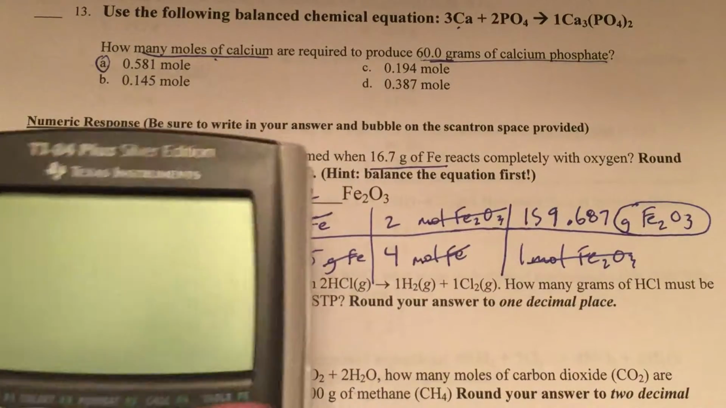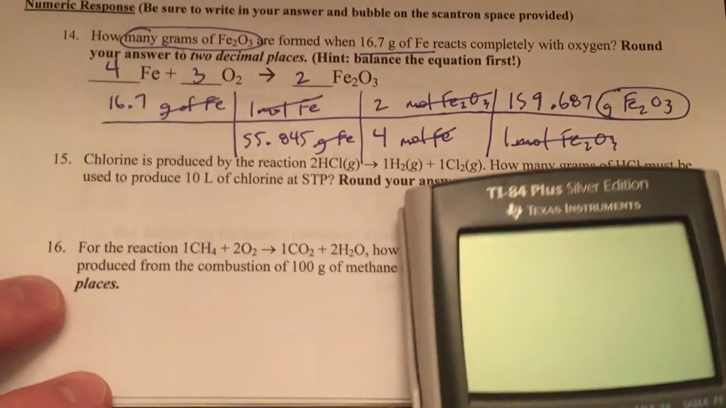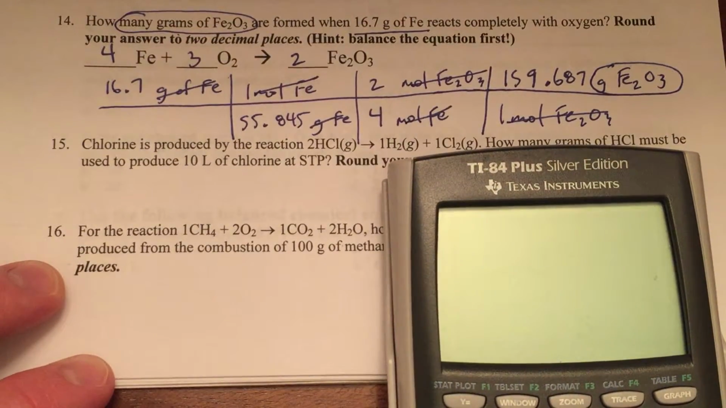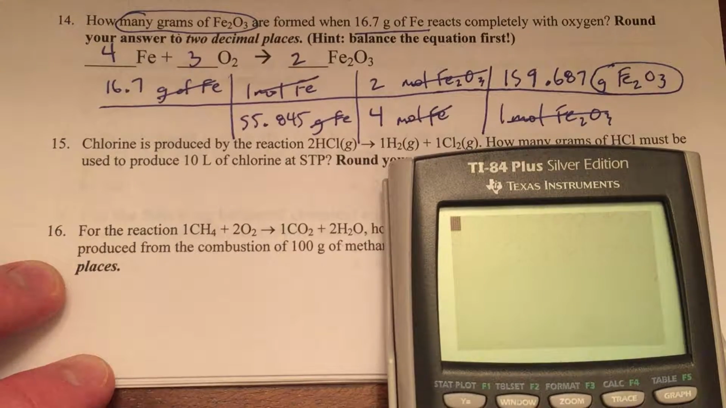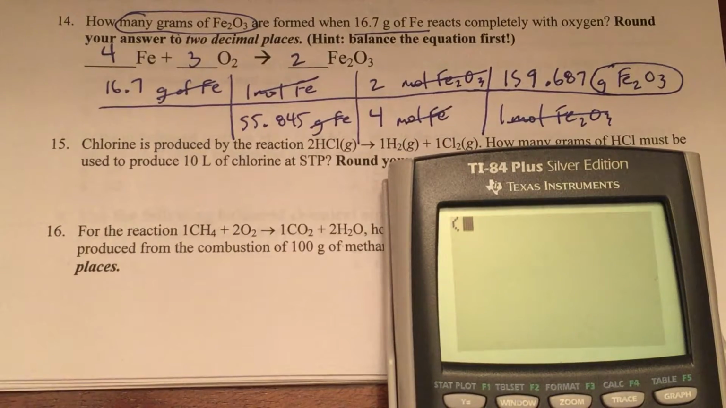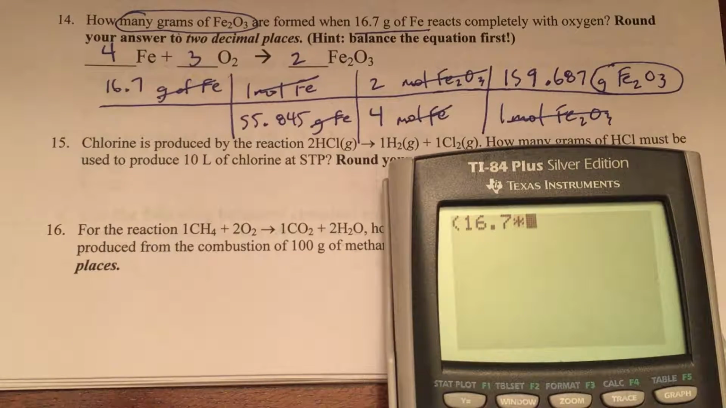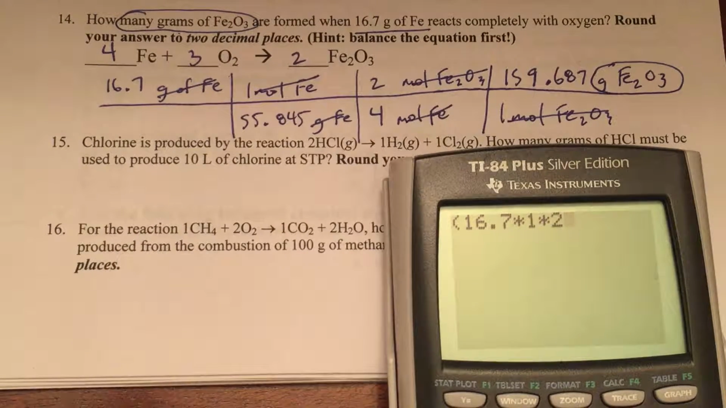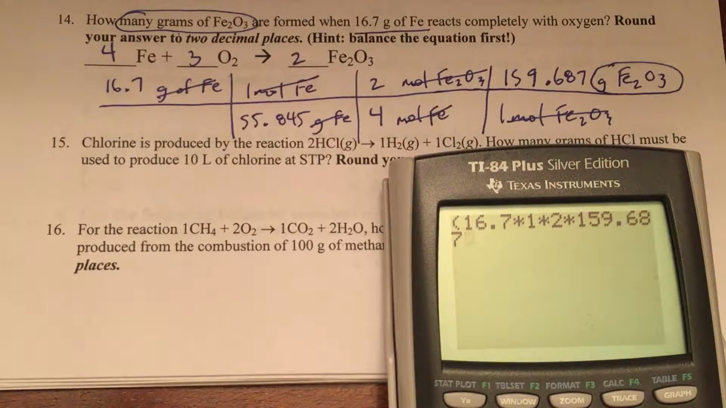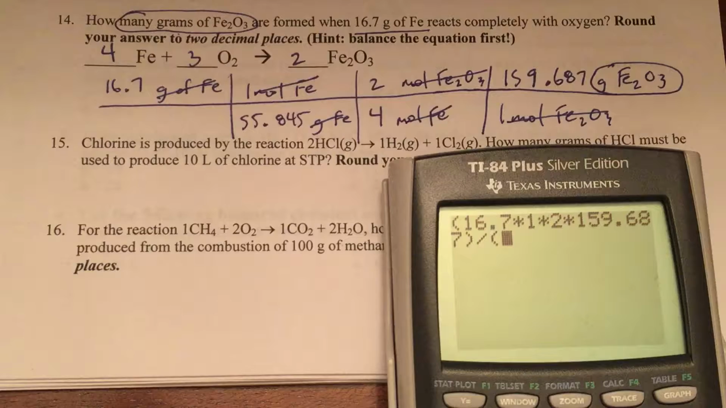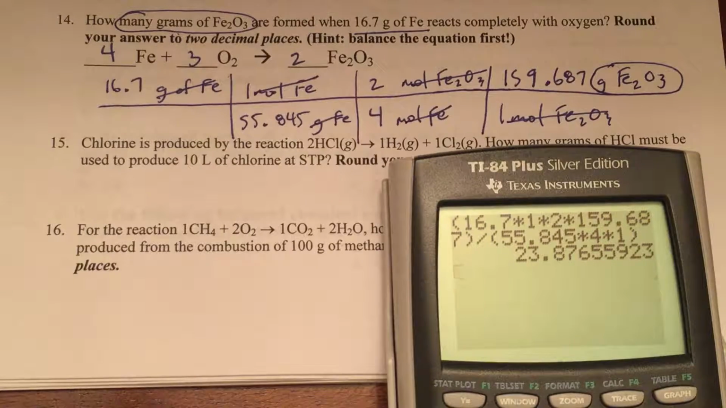And if I plug this in, again, some of you have problems kind of calculating it. Instead of calculating in pieces, just do it all at the end. I like to put it in parentheses. Do 16.7 times 1 times 2 times 159.687. Okay, so those are all my numbers from the top. Close the parentheses, divide by, okay, everything from the bottom. So 55.845 times 4 times 1, close the parentheses.